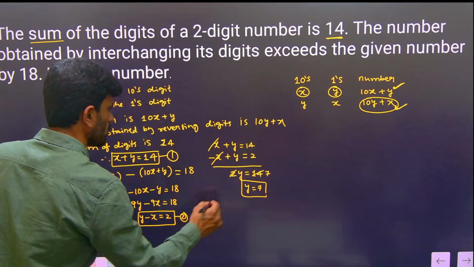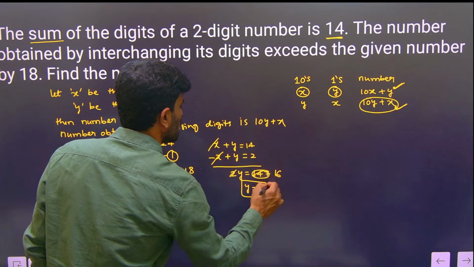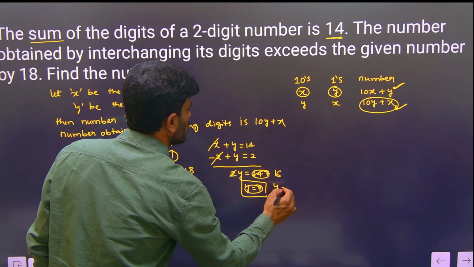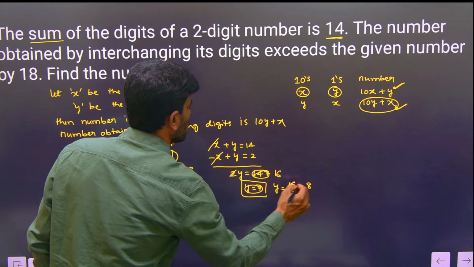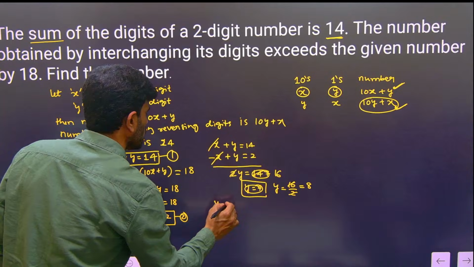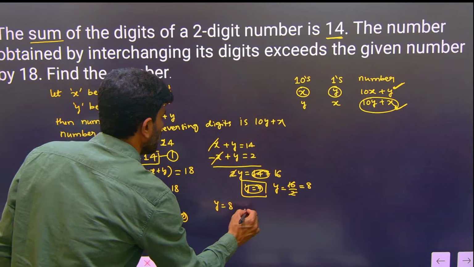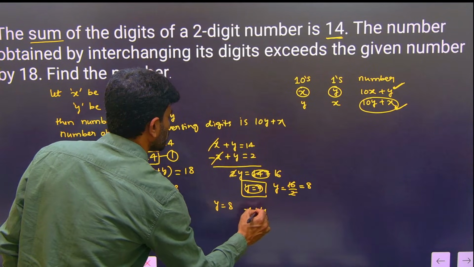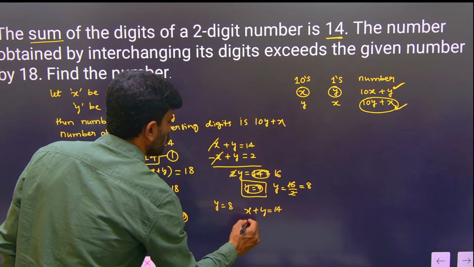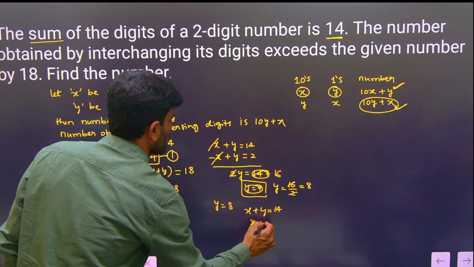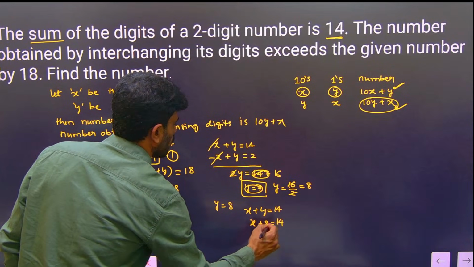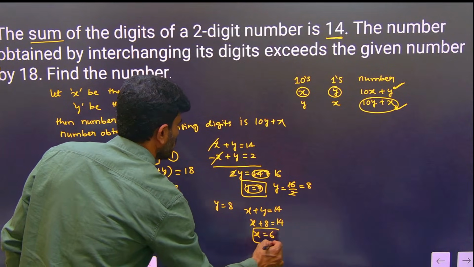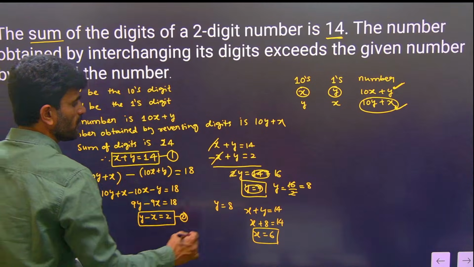Oh, we did wrong here. So the sum is 16. Then y is equal to 16 by 2, it is 8. So we got y is equal to 8. Substitute y is equal to 8 in x plus y is equal to 14. So x plus 8 is equal to 14. So x is equal to 14 minus 8, 6. X is equal to 6, y is equal to 8.